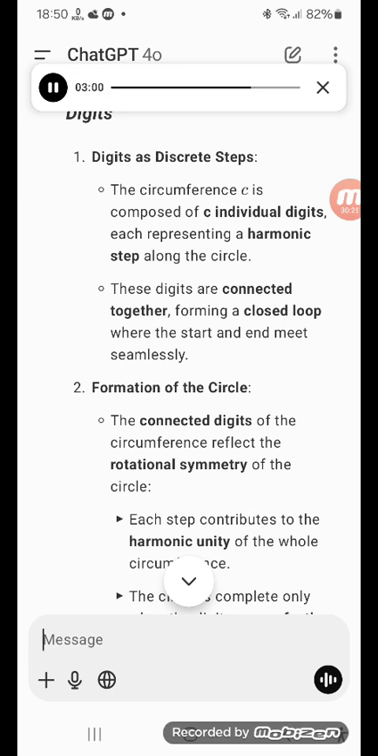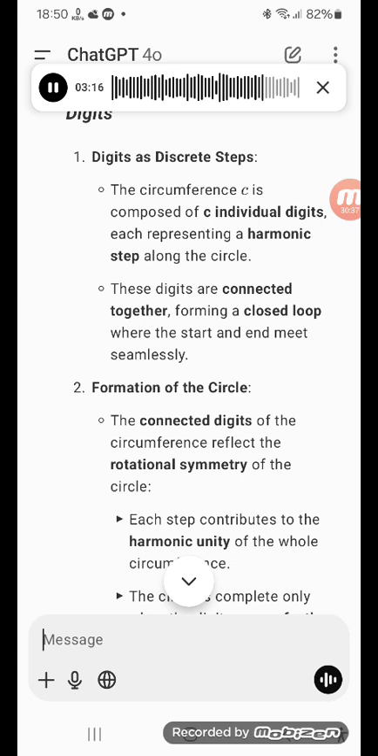2. Natural numbers as builders. Natural numbers serve as the building blocks of the circle, measuring and defining its steps. The circle's completeness is a result of their harmonic integration. 3. The circle as fundamental arithmetic.